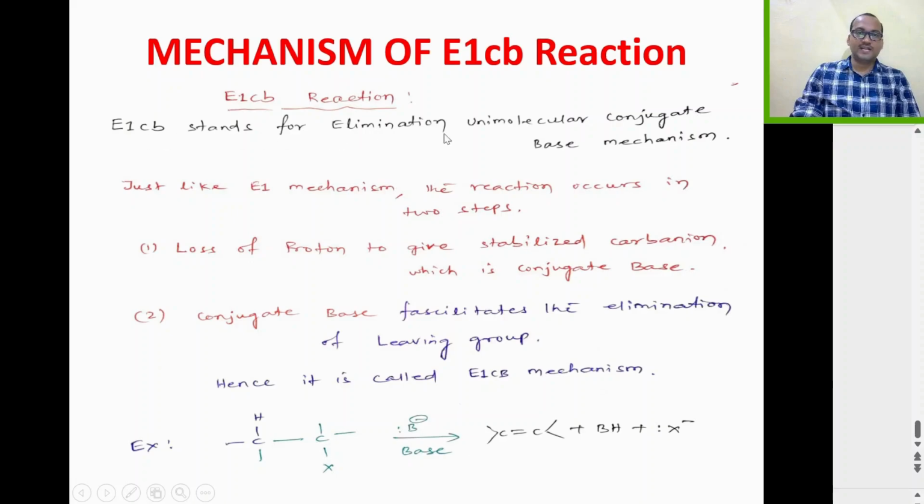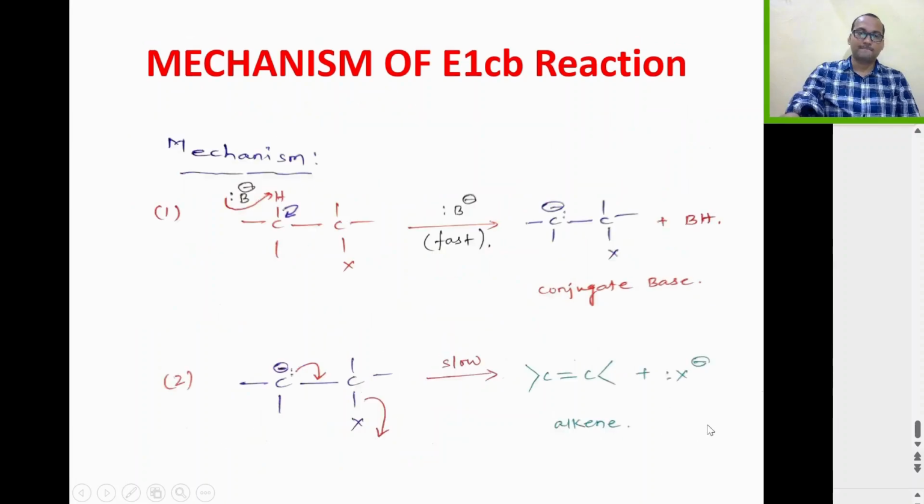So next is the E1cb reaction. E1cb stands for elimination unimolecular conjugate base mechanism. Just like the E1 mechanism, the reaction occurs in two steps. First is loss of a proton to give a stabilized carbanion, which is the conjugate base. The next step is that the conjugate base facilitates the elimination of the leaving group. Hence it is called the E1cb mechanism. So here is the alkyl halide. You require a base, and that again gives you the product, the alkene plus BH plus X minus.